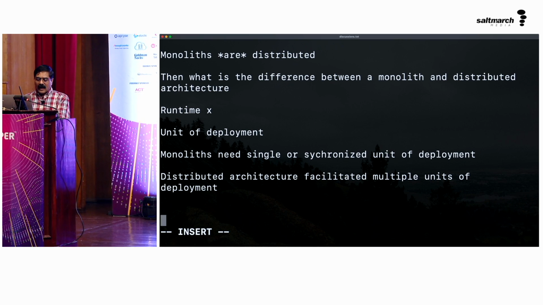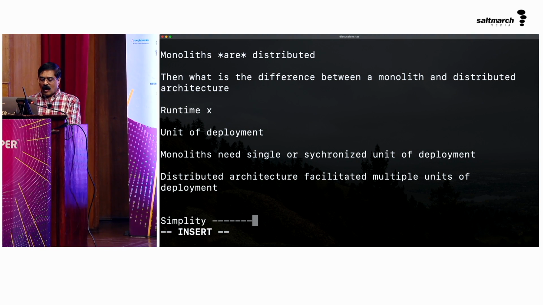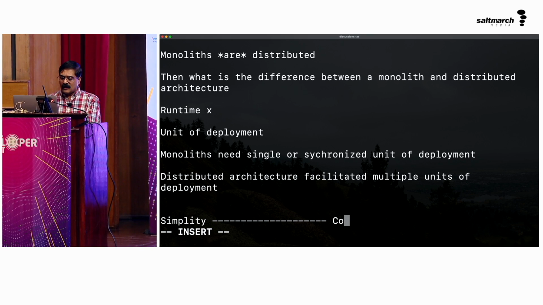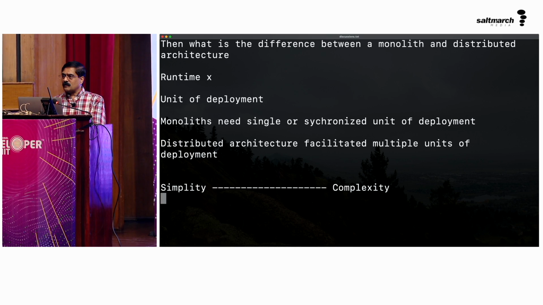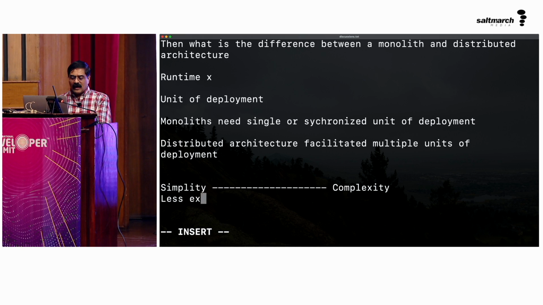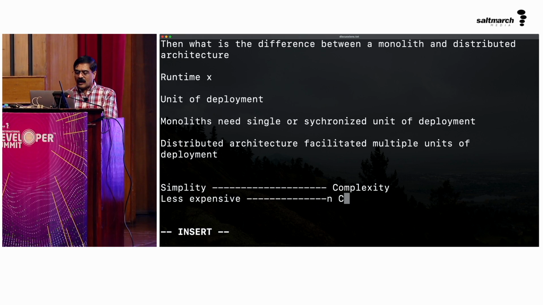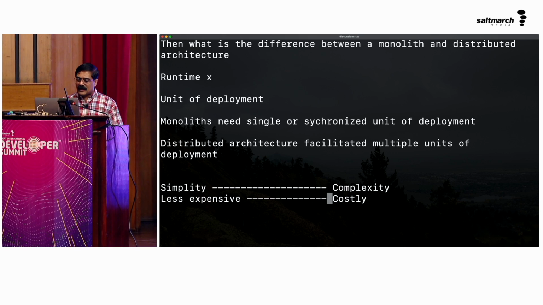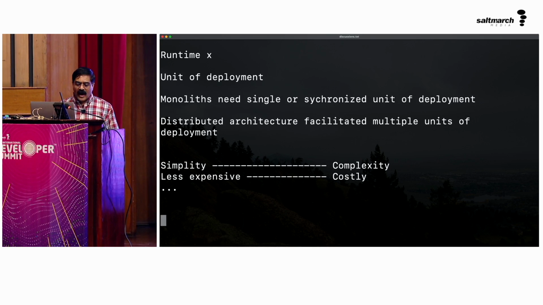So on one hand, you have simplicity. On the other hand, all the way out, you have complexity on the other side. So if you really say, hey, I really want simplicity, on one hand it is less expensive. On the other hand, you can say it is very costly. So if you think about it, you need to really think about these trade-offs. And I'm sure we can list more things here as well.